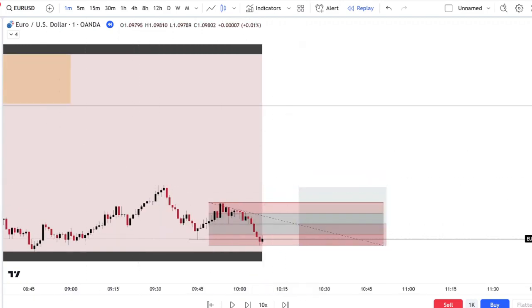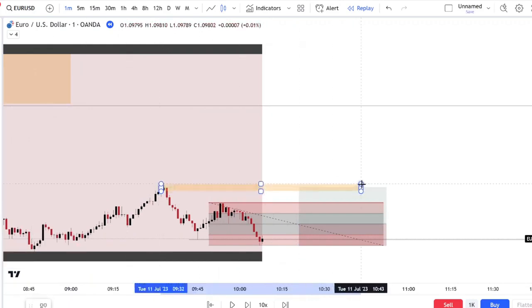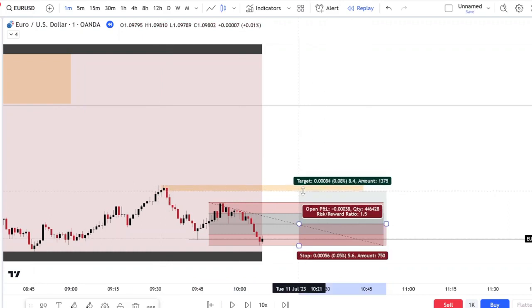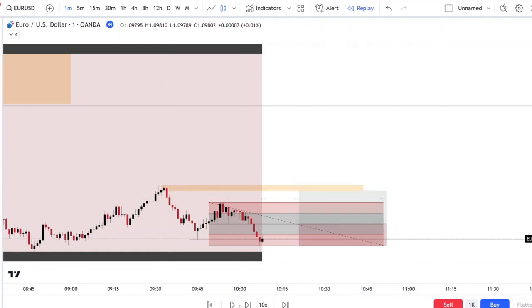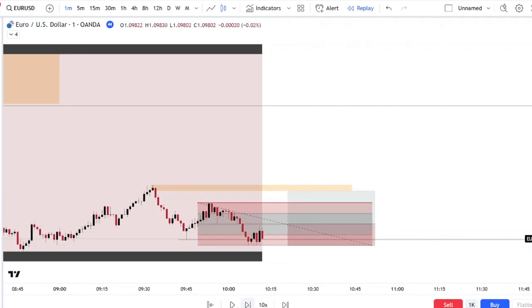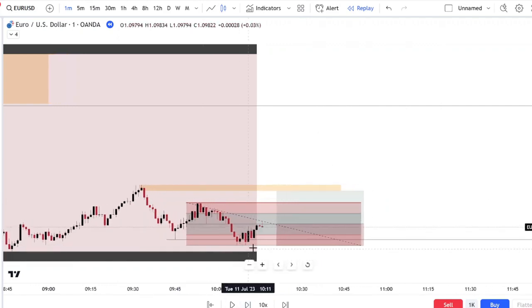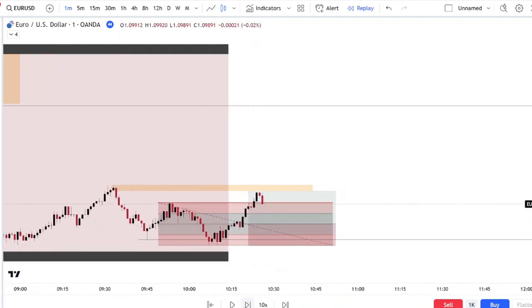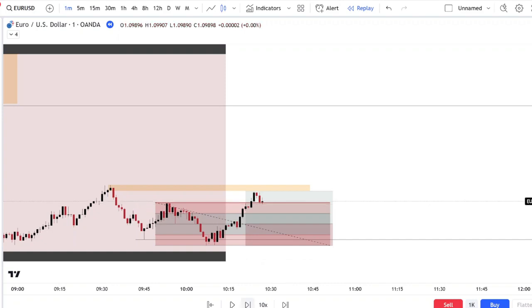Why this level of TP? Because this will be my next danger zone, this internal liquidity here. I'd take my TP way before this. Okay, you're in and your TP is right here and your stop loss is right here. Perfect.